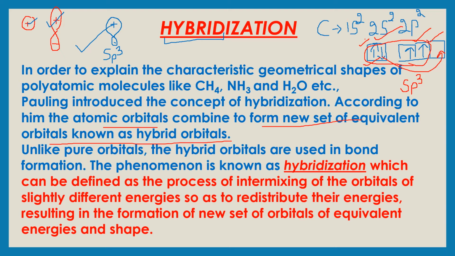Again, we can see the definition here. Hybridization can be defined as the process of intermixing of the orbitals of slightly different energies so as to redistribute their energies, resulting in the formation of a new set of orbitals of equivalent energies and shape.